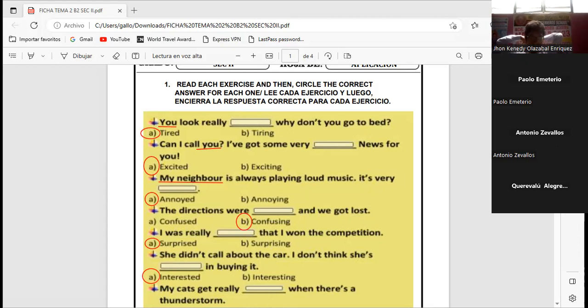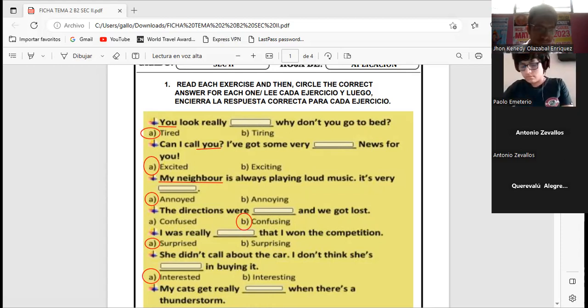Please continue, guys. Voy a tomar una captura. Take a picture or take a screenshot. What do you prefer? I don't know. List. Okay, we're gonna continue. So I'm gonna eliminate these ones. Okay, let's continue.